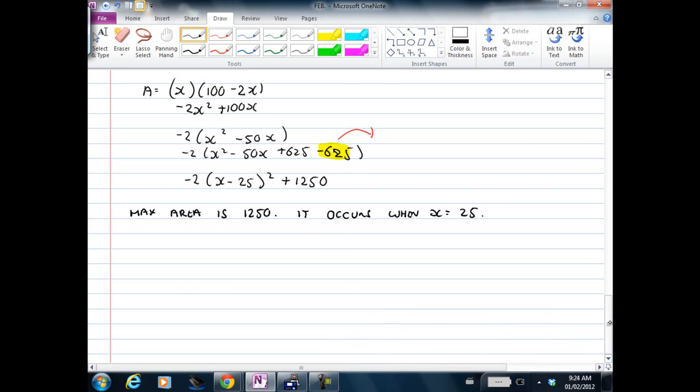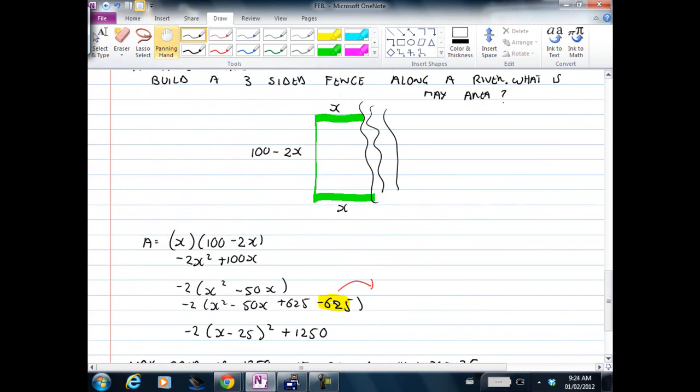So the last thing you should do is go back and replace these with actual numbers. Instead of writing x here, you can write 25. Instead of writing 100 minus 2x here, you can write down 50, because we know what x is. And this here is 25. So there are the dimensions of the fence. Next time your parents are building a fence, you can tell them this will give you the maximum area.